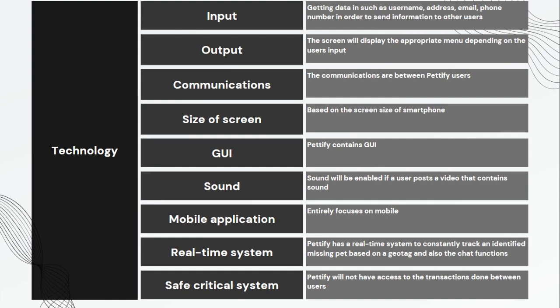Next is the output. The screen will display the appropriate menu depending on the user's input. Communications are between Pettify users. The size of the screen will be based on the screen size of the user's smartphone.